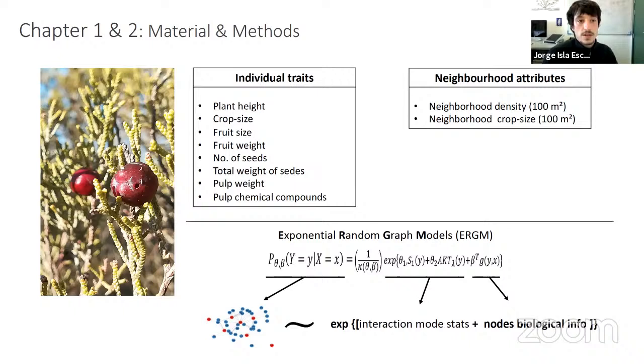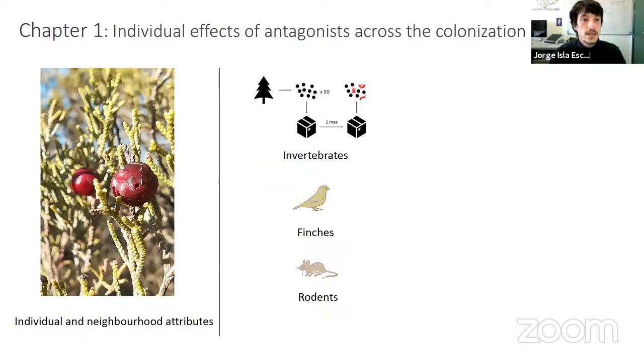So in chapter one, where we study the individual effect of antagonists across the colonization gradient, on one hand we have the plant and neighborhood attributes, and we had to collect information about the different types of interactions that are having a fitness effect on the plants. Because we have a diverse assemblage of predispersal antagonistic interactions, we use different sampling methods for each type of interaction. For example, with the invertebrate community, we collect 50 cones per plant, and in the laboratory, we analyze the different invertebrates that are consuming the pulp or the seeds of the plants.